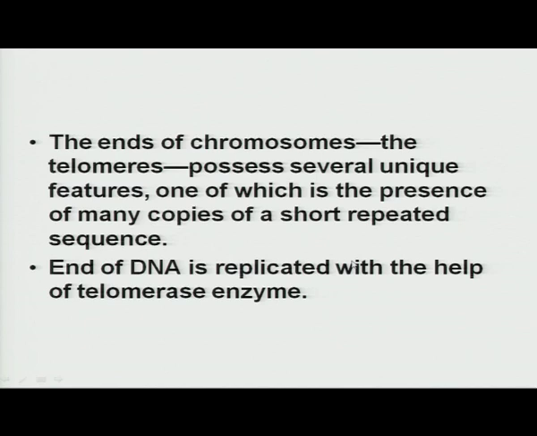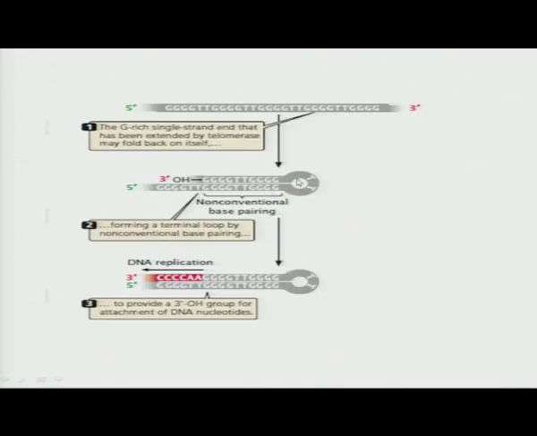Now, when this hairpin structure gets folded, it provides a 3' end, and with this 3' end, the other strand will be copied and that gap will be filled up, and this is how the telomerase will help the telomeres, the end of the chromosome, to get replicated.